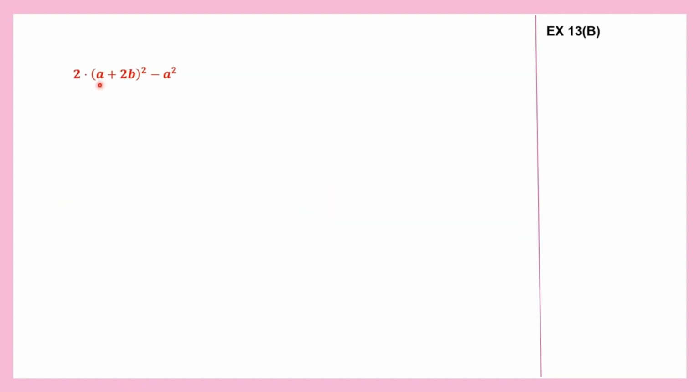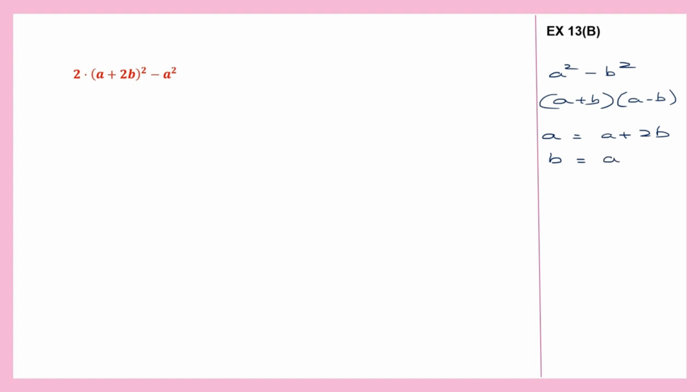Question 2. Here we have (a + 2b) the whole square minus a square. So this square minus this square. So we can take this as A square minus B square. And what is the formula for A square minus B square? A square minus B square is (A plus B) into (A minus B). So here what is A? A is a plus 2b, that is the first term. And B is a.